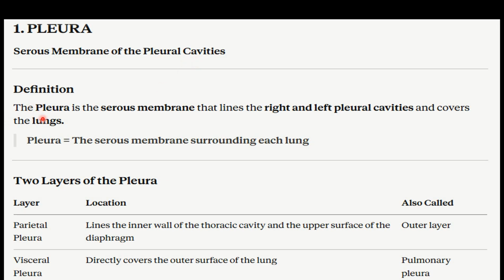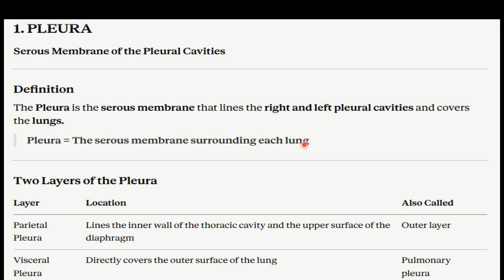So the definition is: the pleura is a serous membrane that lines the right and left pleural cavities and covers the lungs. Okay, so it's a serous membrane that particularly covers the left and right pleural cavities and covers the lungs. So you can conclude that pleura is the serous membrane surrounding each lung. Okay, so this thing is clear, like what it basically does, what it basically covers.